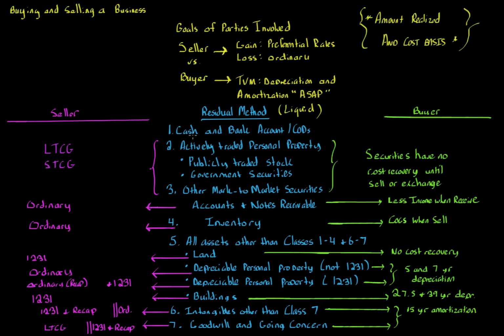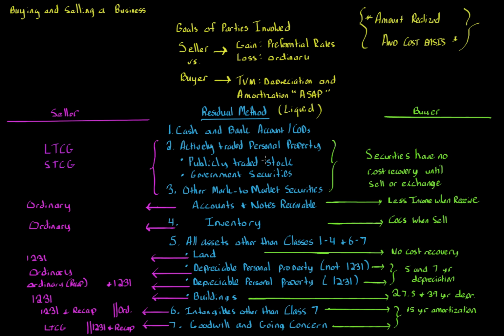So the first item is cash. And I'm going to go through the seller and the seller's order or preference with respect to these items. But first I want to talk about each of these items just in general. So the first one's cash and bank account amounts and CDs through bank accounts. The next category is actively traded personal property, which generally is thought of as publicly traded stock and government securities. There can be other items, but we're really talking about financial securities here that are actively traded on active markets, like the New York Stock Exchange or the NASDAQ, or even a worldwide stock exchange.